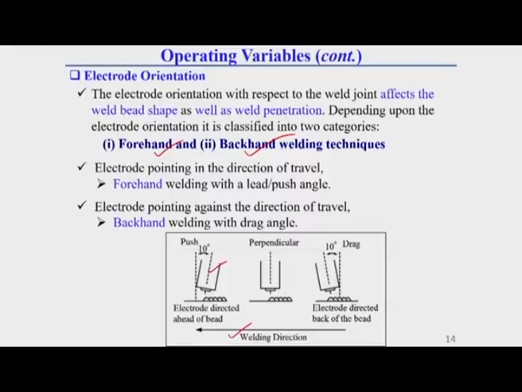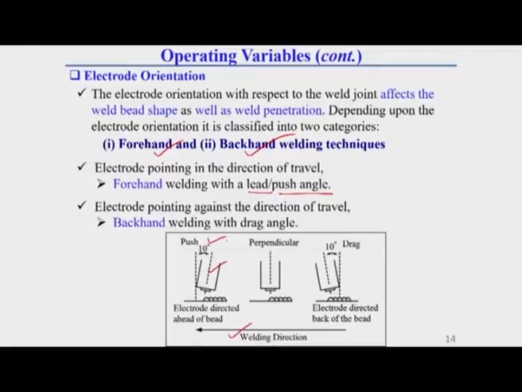So in the case of forehand welding technique, an angle is created between the electrode and a perpendicular line, that is called the lead angle or push angle. This is a very important angle. This angle generally varies from 10 to 50 degrees. Okay, so depending upon the position of welding, this angle varies.